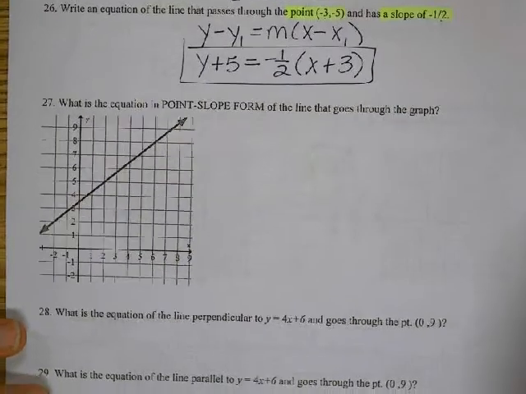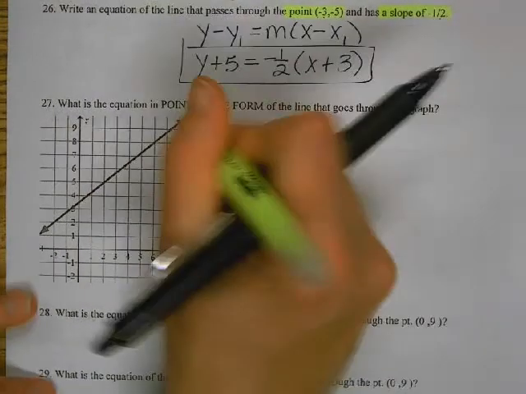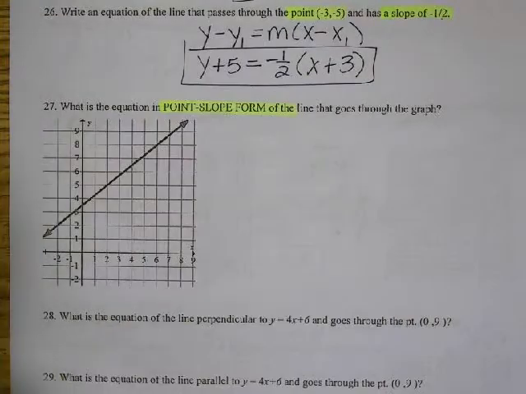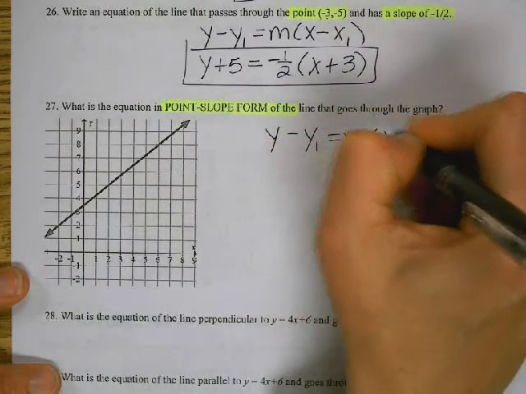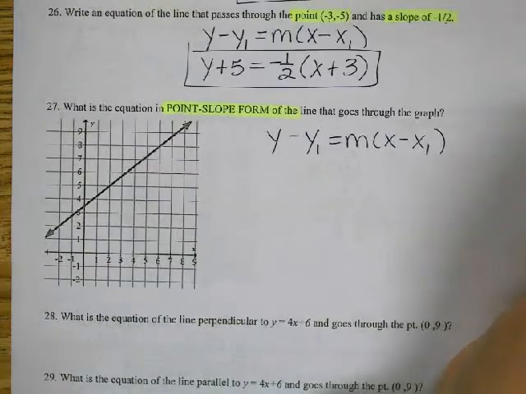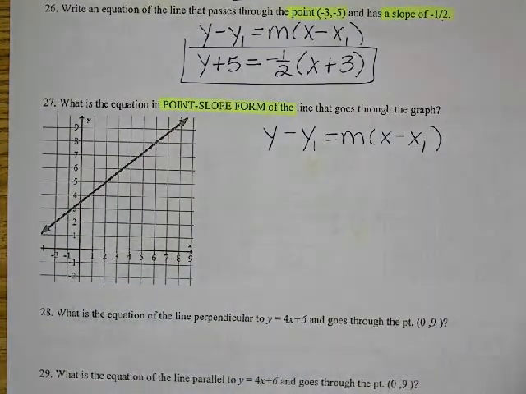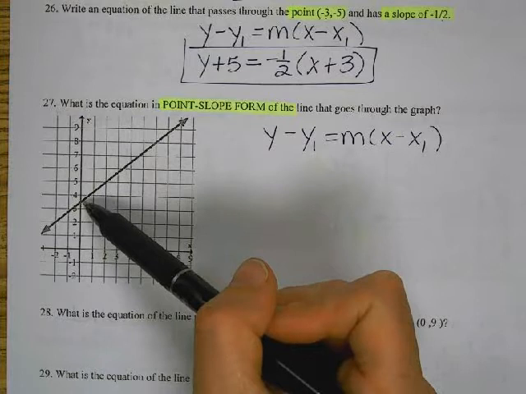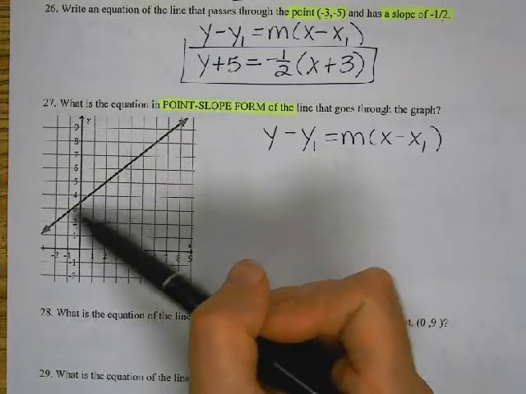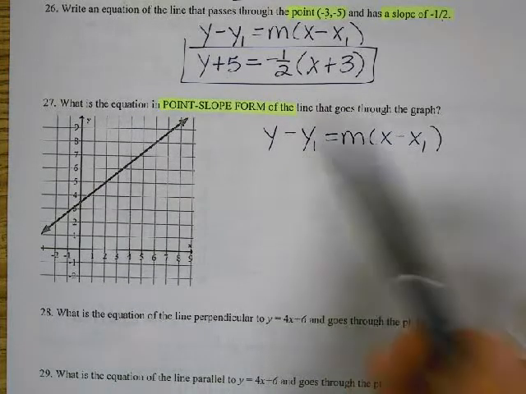Alright, 27 says to write an equation in point-slope form. Guys, point-slope form is the y minus y1 equals m times x minus x1. If you forget that, it's on the front of your test. You can always go back and look up the equation. On purpose, I picked one that did not go through the y-axis in a pretty point, so that you would have to write it this way.